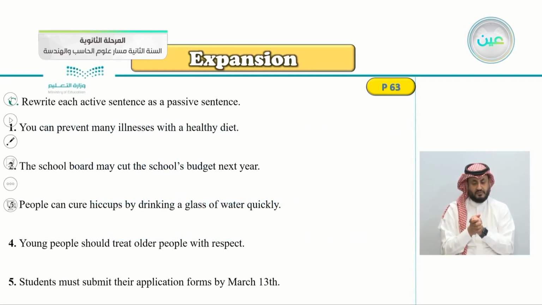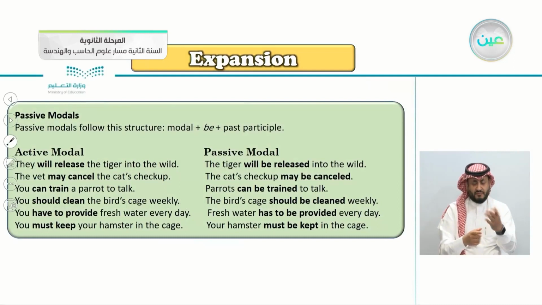Exercise C, rewrite each active sentence as a passive sentence. So change from active to passive. If you remember this lesson, the passive modals follow the structure: modal plus be plus the past participle. They will release, the tiger will be released.